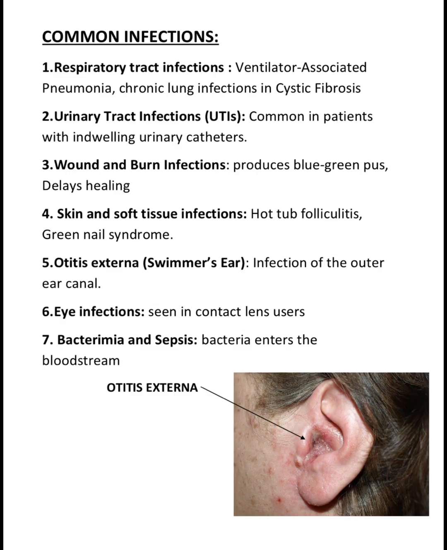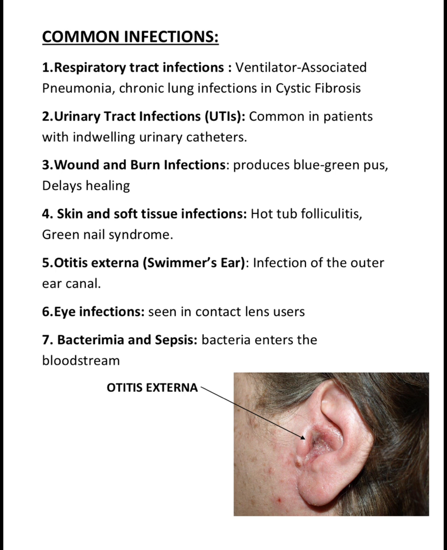Now let us look into the common infections caused by Pseudomonas aeruginosa. Respiratory tract infections, ventilator-associated pneumonia and chronic lung infections in cystic fibrosis. Ventilator-associated pneumonia is seen in ICU patients on mechanical ventilators. The bacteria colonize the endotracheal tube and reach the lungs. It is a life-threatening disease and it causes symptoms like fever, cough, difficulty in breathing and purulent sputum.